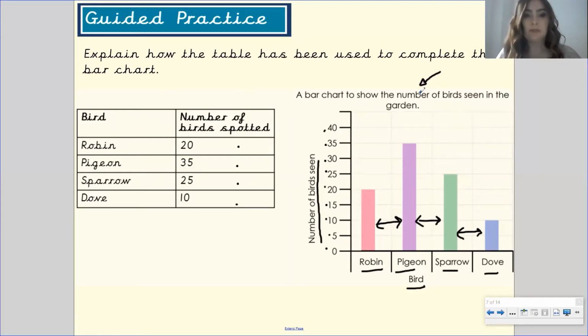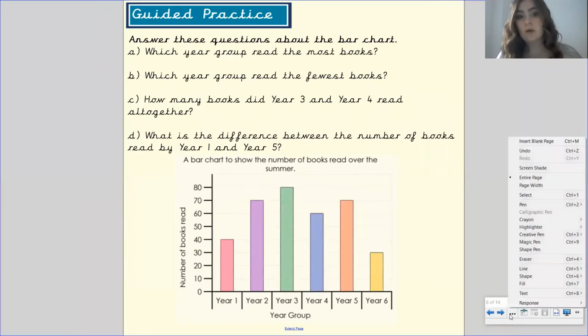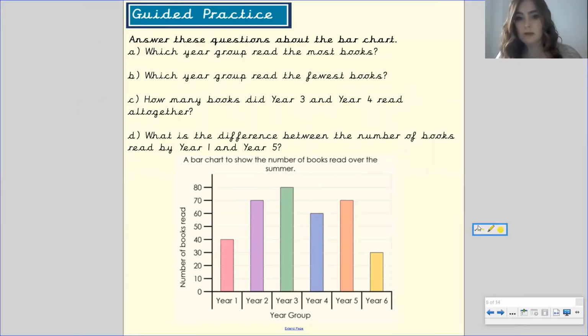So that's how the table has been used to help complete the bar chart. So now we need to answer these questions about the bar chart below. So let's get the highlighter out. A, which year group read the most books?